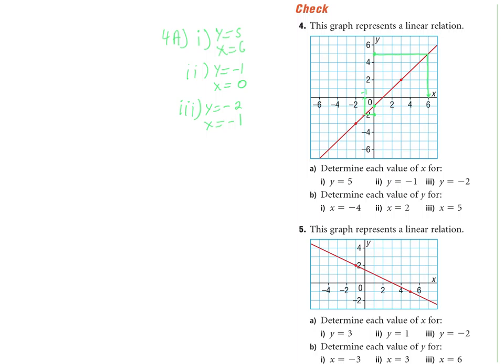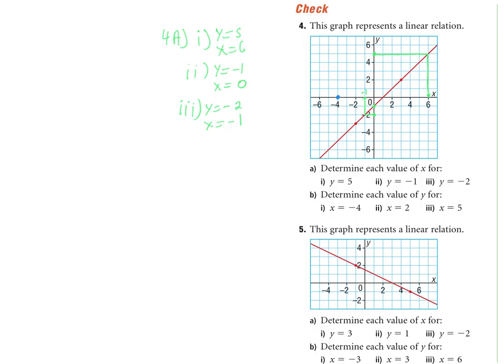Now when I look at 4b, I have to determine the value for y when x is equal to negative 4, when x is equal to negative 2, and x is equal to negative 5. So for this one here, I'm going to go to where x is equal to negative 4 on the x-axis.